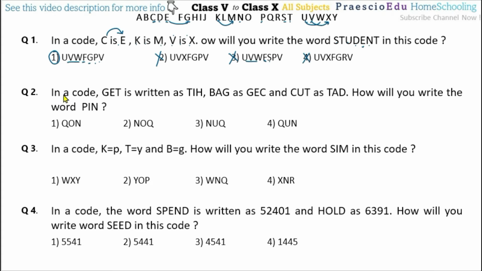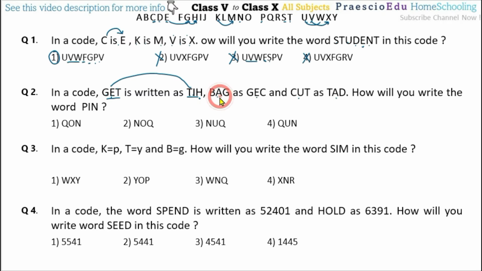Now question number 2. In a code, GET is written as TIH, BAG is written as GEC, and CUT as TAD. How will you write the word PIN? Now, GET and TIH, if you compare the middle one, all having the vowels AEIOU. So after the E, the next vowel is the I. So from here to here the vowel changes to the next vowel. Then T, which is at the last, comes at the first. And the G, from the G the next letter is the H, and it goes to the last.